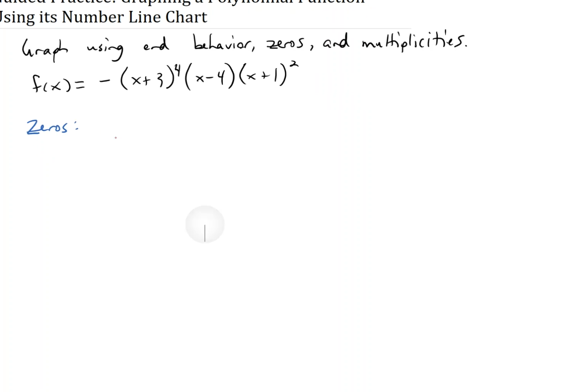So the zeros are negative 3 multiplicity 4, positive 4 multiplicity 1, and negative 1 multiplicity 2. Those are all x values. Okay, so we've got our zeros and multiplicities. We need the end behavior. So for the end behavior, you're going to need to know your leading term. So see if you can identify the leading term and then draw your end behavior. When you think you've got them, come back and check your answers.